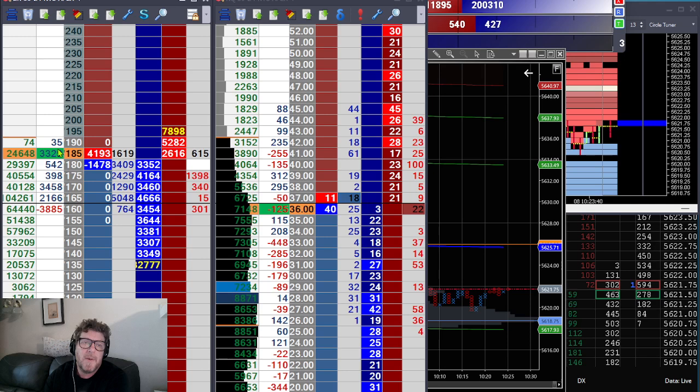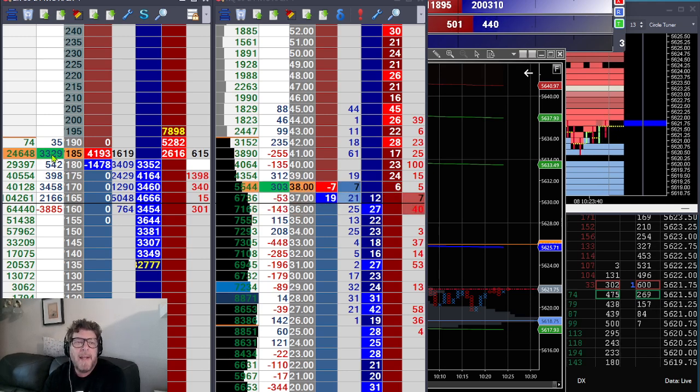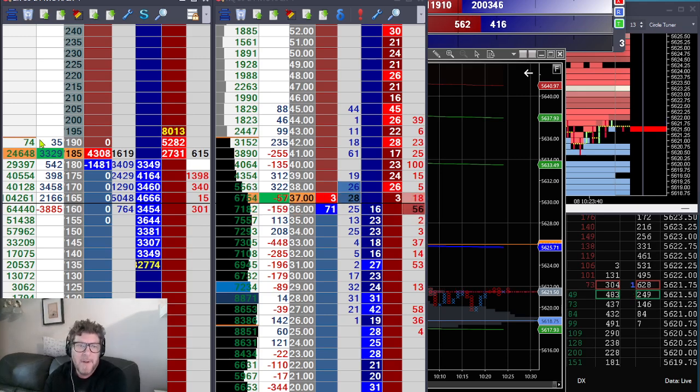So that could be a sign of absorption happening right there, or that could be a sign of a level with a lot of buying interest that it could get pushed through. But with that hard IB high right there, it's difficult to say.